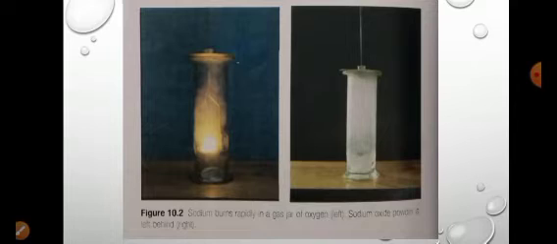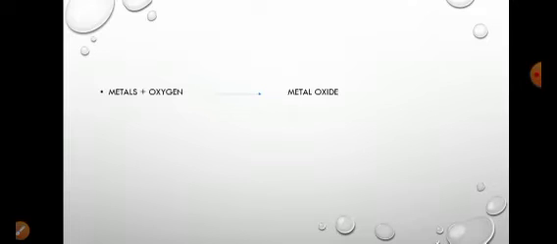From these reactions, we can tell that when we have a metal reacting with oxygen, it produces a metal oxide. As we can see, sodium burns rapidly in the gas, and sodium oxide powder is left behind, which is the white powder. So when a metal reacts with oxygen, it produces a metal oxide. Metals plus oxygen gives a metal oxide.